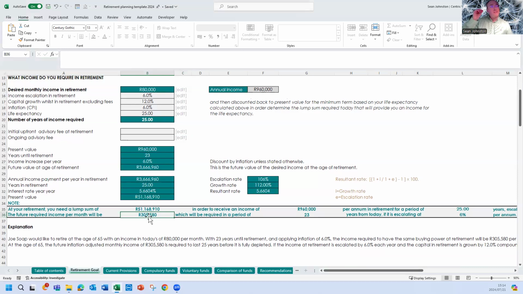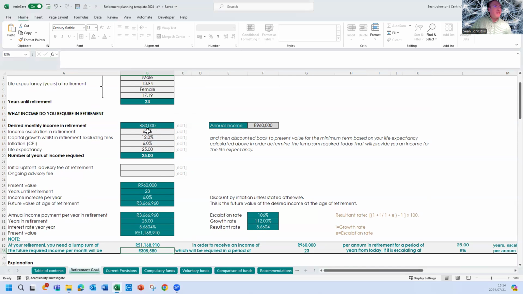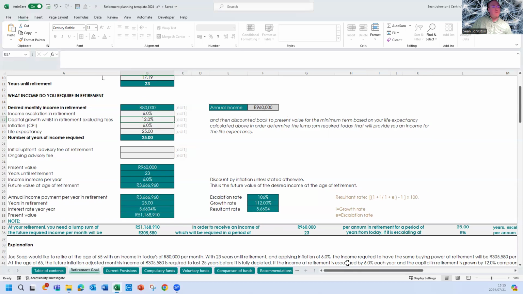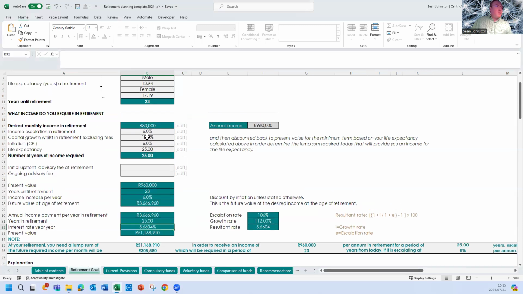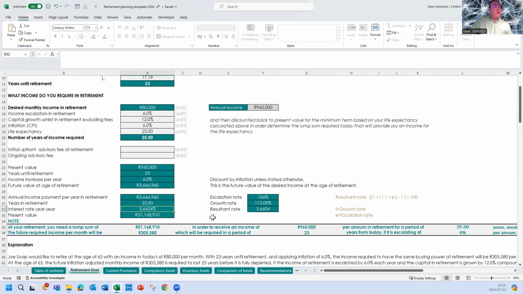305,580 is the amount that he starts to receive at 65, and that's going to escalate at 6%, and the money at retirement is growing at 12% per year, which is explained over here, which means the lump sum he would require, and the calculation is over here, it's years in retirement. What we're doing over here is taking 305,580 and multiplying that by 12, and that's the amount over there. 25 years is how long the money is to last. This is the interest per year, which is the difference between 12 and 6 as a resultant rate calculation over here. And that's escalating at 6%.